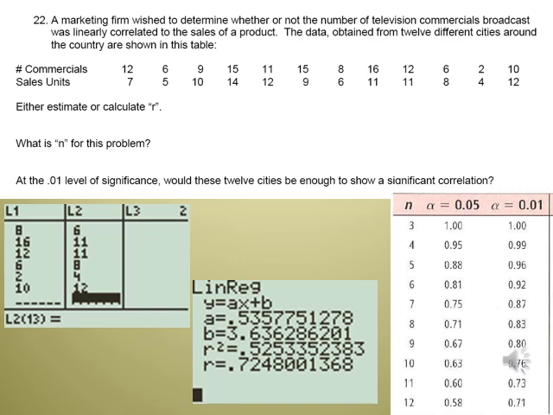You do pretty much the same thing on number 22. Here I calculated that the R value was about 0.72. This time we have 12 cities, and I go to the 0.01 level of significance. The cutoff line this time is 0.71, and now my calculator is just a little bit more than that, so yes, this would be a significant result. Again, whenever you're doing an R test, you want the calculator to be bigger than the table. If the calculator is larger, then yes, it's significant. If the calculator is less, no, it is not.